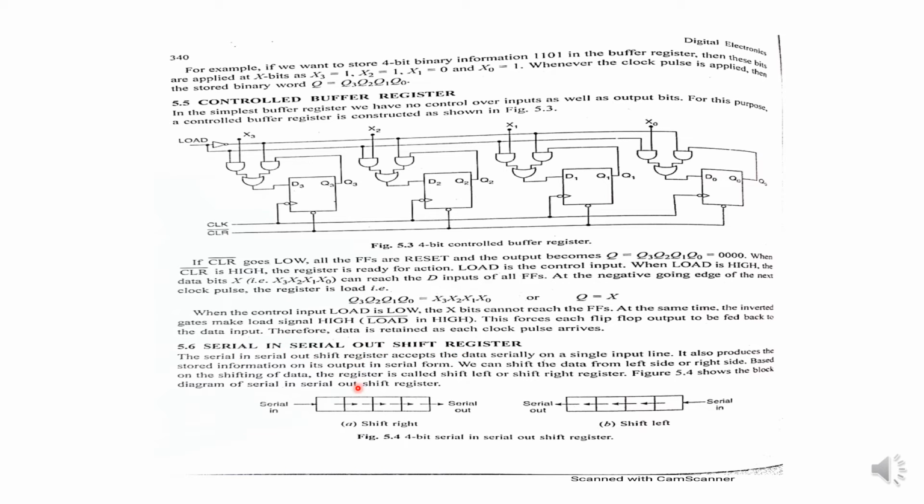These are of two types: shift right and shift left. It is serial in, meaning we give the data serially in, and the data goes serially out. This one is going to the right side, so it is shifting the data to the right; it is shift right. Here it is also serial in, serial out, but shift left: we give the data from this side and it goes out from that side. So this is shift left and this is shift right. Now we'll do it in detail in the next slide.